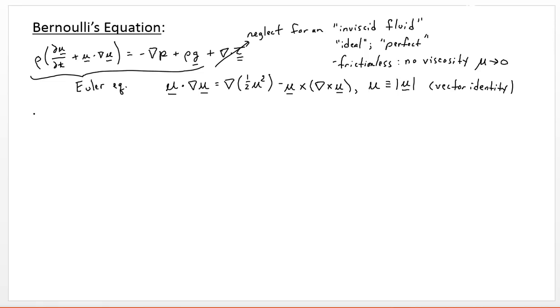Now, if the flow is irrotational, omega, which is equal to the curl of the velocity, vorticity is equal to 0, and the velocity can be written as the gradient of the velocity potential phi.